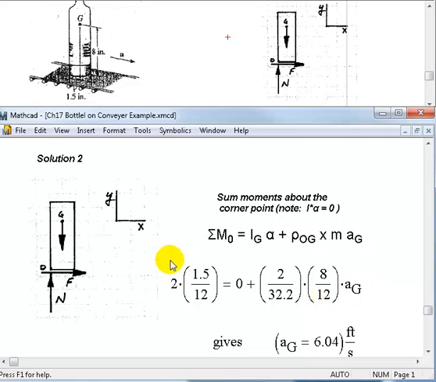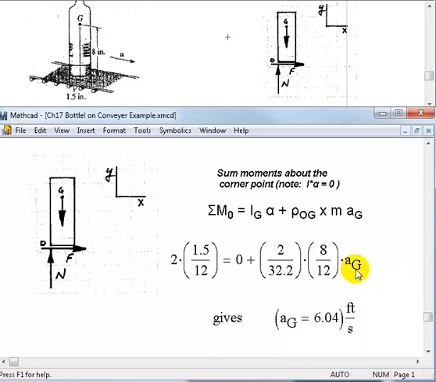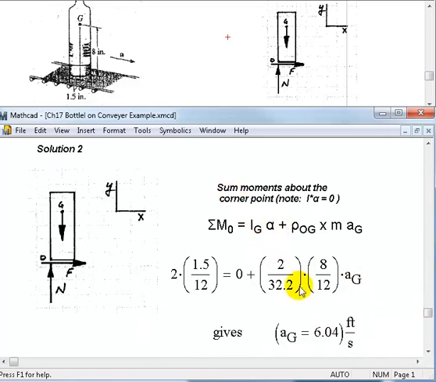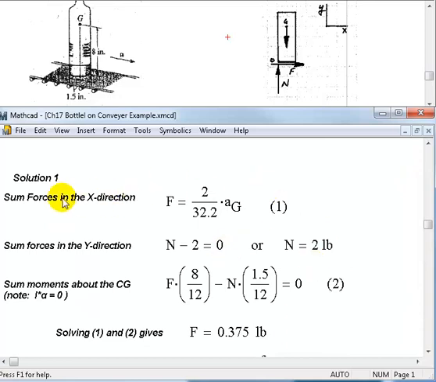This equation is one equation, one unknown, from which we can directly solve for the acceleration of center of gravity, and we get for that, just as we did in solution 1, a value of 6.04 feet per second squared. But in this case, it was a one equation, one unknown process to get to the acceleration of the center of gravity, where in the previous solution, it took 3 equations: sum of forces in X, sum of forces in Y, and sum of moments about the center of gravity to get there. And that ends this second example.